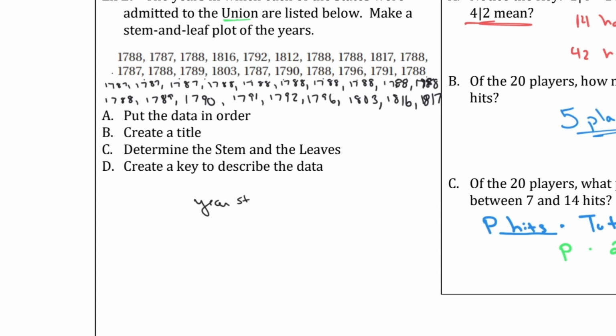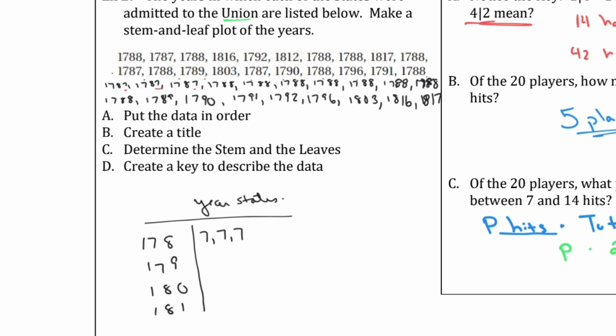Then you have to determine which ones are going to be the stems and which ones are going to be the leaves. For me, I'm going to choose my stems to be 178, 179, 180, and 181. Once you have your stems, you put in all of your leaves. In my problem, you can see that the leaves are matching up 7, 7, 7, so 3 of those. Make certain you either put commas or leave plenty of space so that the numbers look like they're separated.